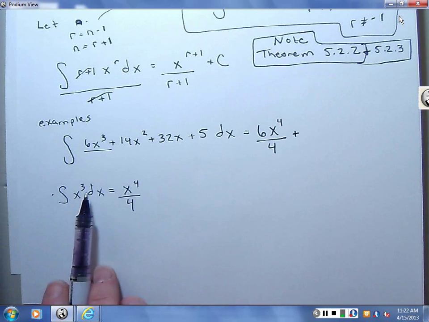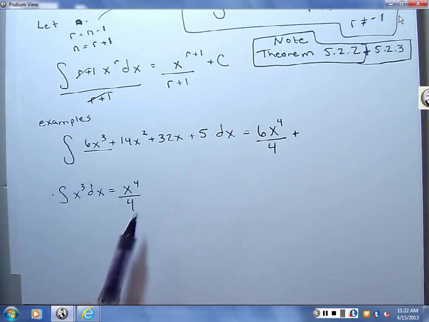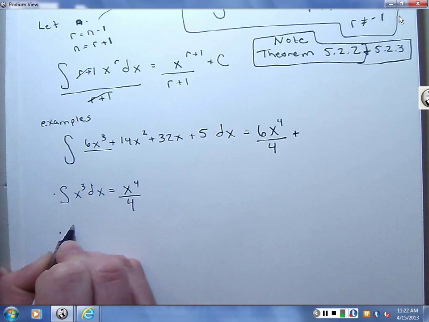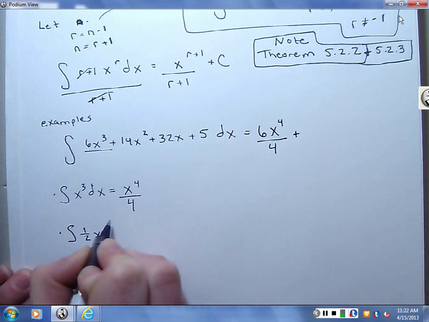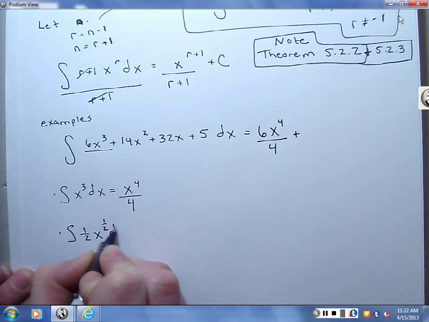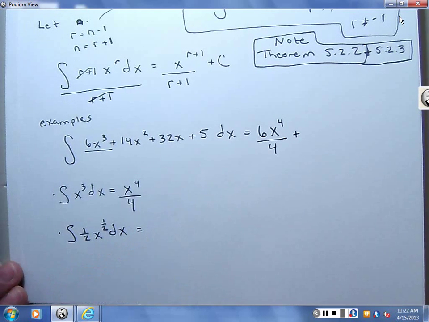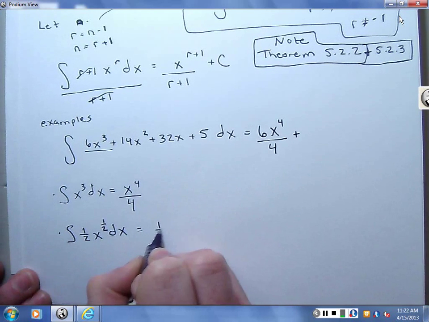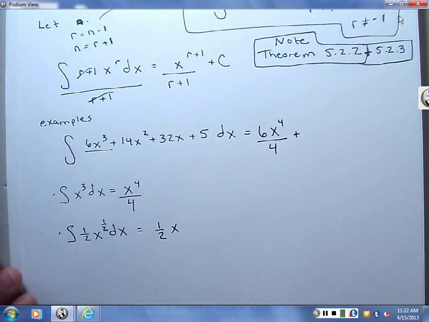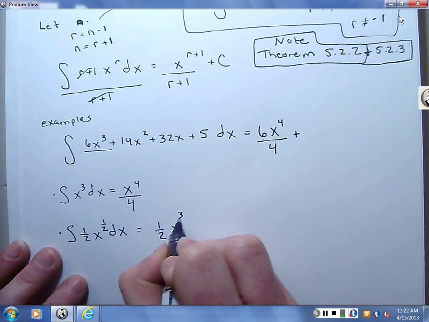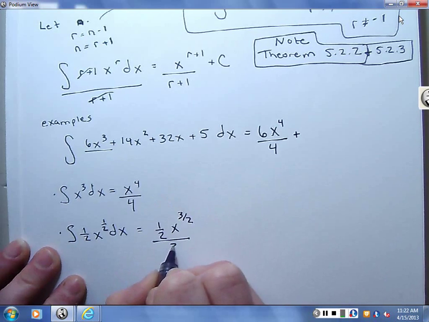So the integral of x cubed would be x to the 4th over 4. What would be the integral of 1/2 x to the 1/2? 1/2 divided by... x to the... Because you add 1, and I could write that as 3 over 2, divided by 3 over 2.